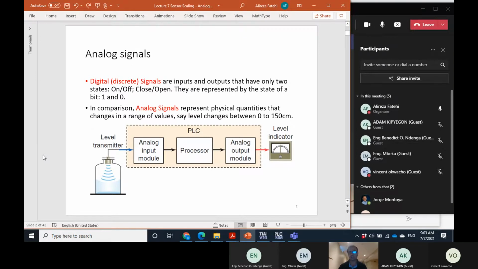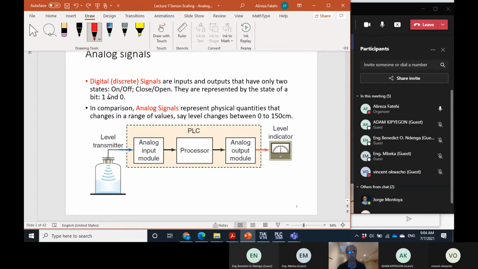A digital signal is a signal that has two states in a control system or in a PLC. When we say it is a digital signal, we mean that it has two states: on, off, close, open, or something like that. In a PLC, a digital signal is represented by a single bit. This single bit can have two states, 1 or 0. On and off could be 1 and 0, or close and open. The values 1 and 0 can represent on, off, open, close, high, not high, or something like that. This is a digital signal.